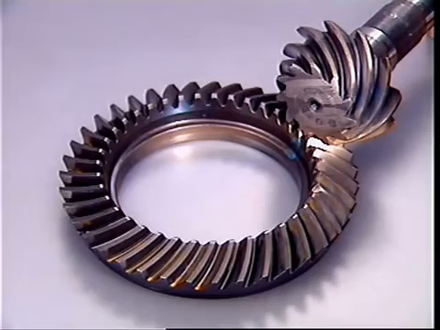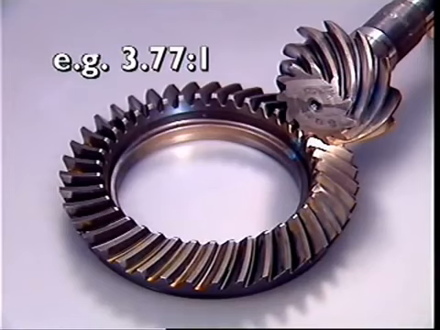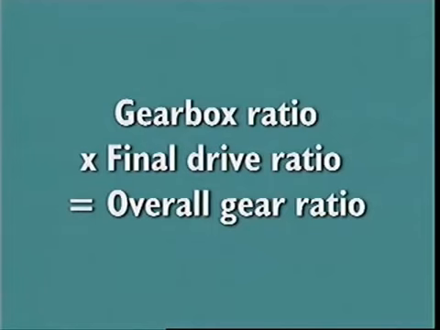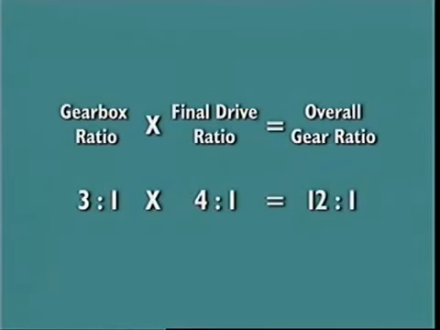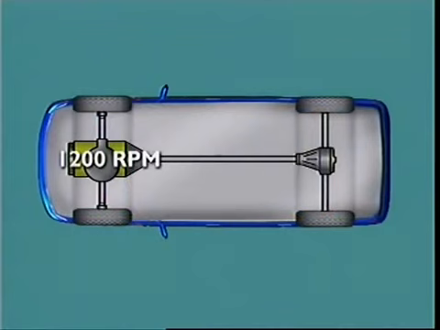A further reduction is always provided by the final drive gears. Their ratio is included when calculating overall gear reduction. The overall gear ratio is the gearbox ratio multiplied by the final drive ratio. A gearbox ratio of 3:1 with a final drive ratio of 4:1 gives an overall ratio of 12:1. 12 revolutions of the crankshaft result in 1 turn of the driving road wheels.